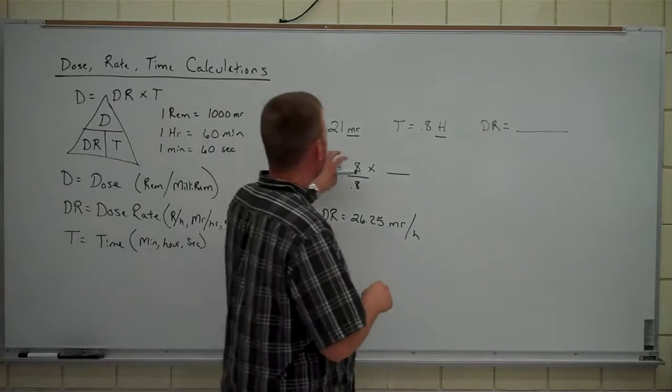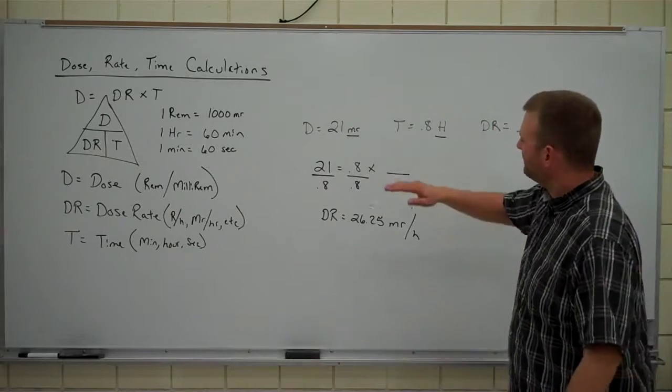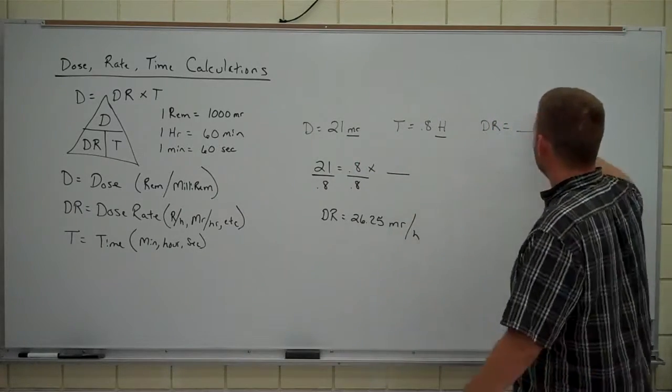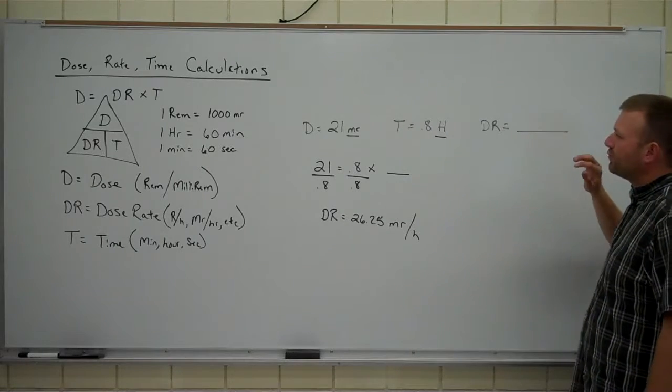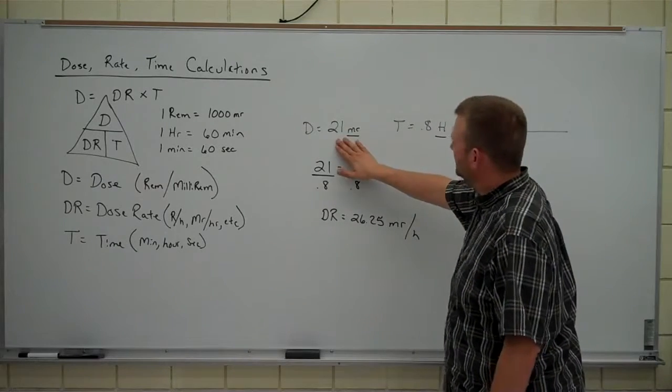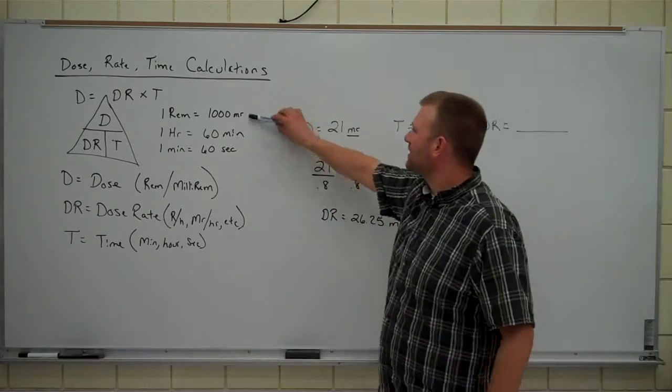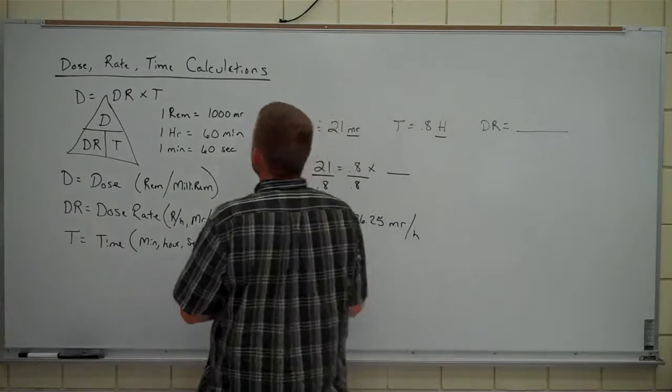So, MR per hour. Now, if this guy were in rem, and this were an hour, and the dose rate already had it all called out, and it said MR per hour, we would need to change this to MR per hour. No problem there, just remember that 1 rem equals 1,000 millirem. So just kind of a conversion here.